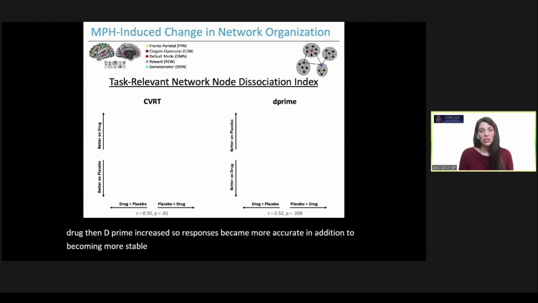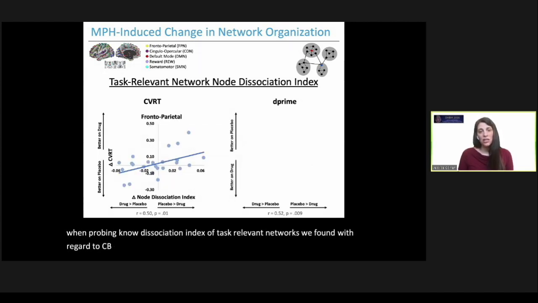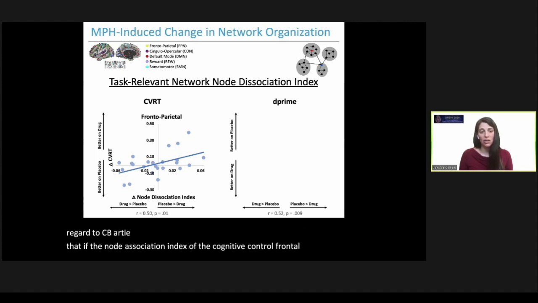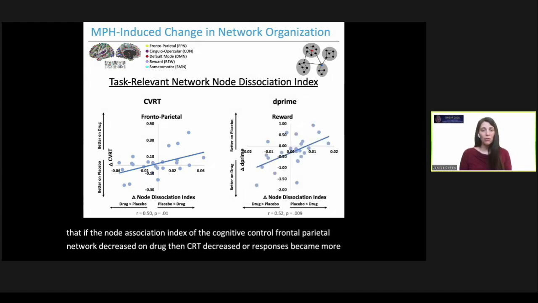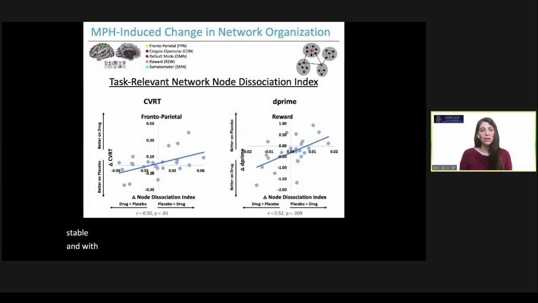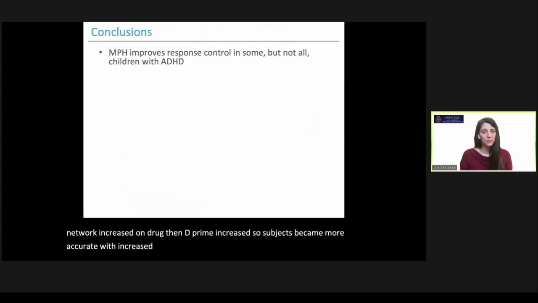When probing node dissociation index of task relevant networks, we found with regard to CVRT that if the node dissociation index of the cognitive control frontoparietal network decreased on drug, then CVRT decreased, or responses became more stable. And with regard to D prime, we found that if node dissociation index of the reward network increased on drug, then D prime increased. So subjects became more accurate with increased NDI of the reward network.